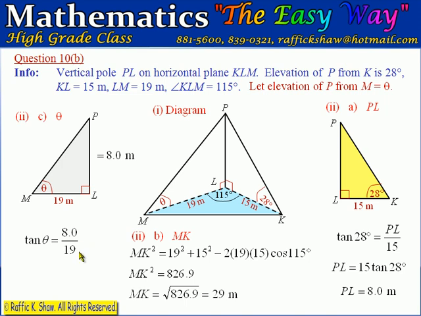And we can go ahead and show the calculation of theta. So theta would be tan to the minus 1 of 0.421, which is what 8 divided by 19 would work out to be. So theta is tan to the minus 1 of 0.421. And if we do this calculation with our calculator, we see that theta is 23 degrees, correct to two significant figures. So the angle of elevation of P from M is 23 degrees. And that's the solution for this question.